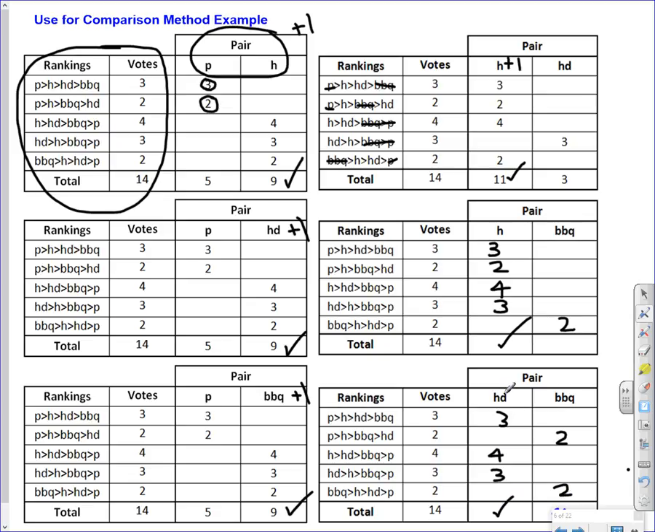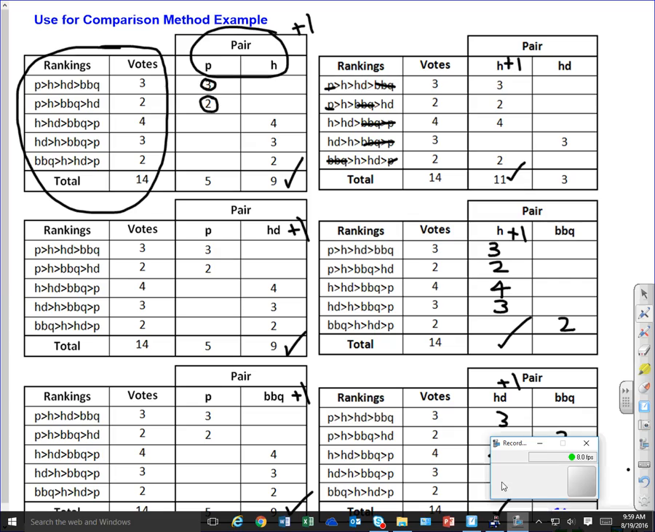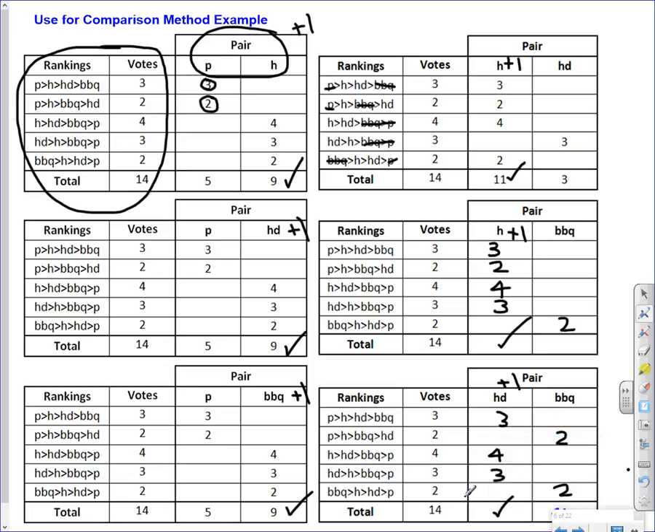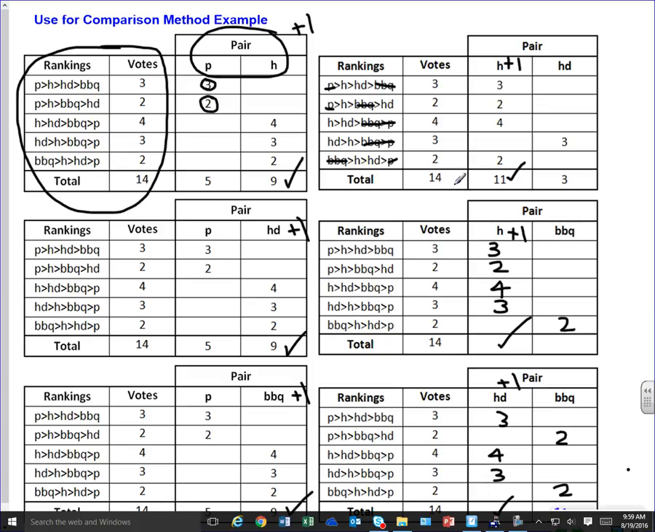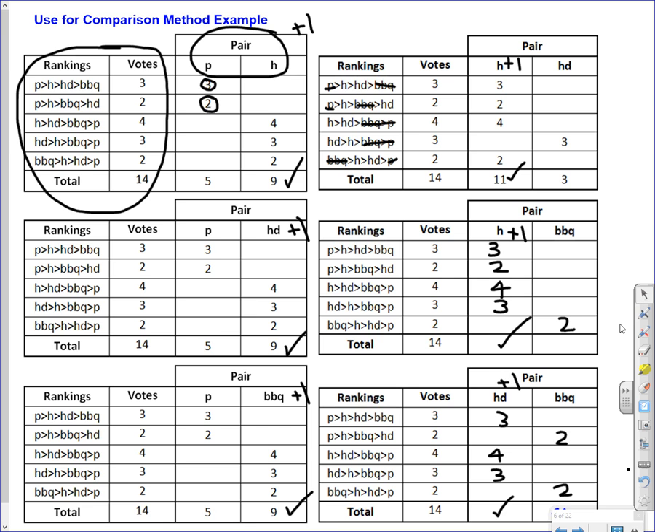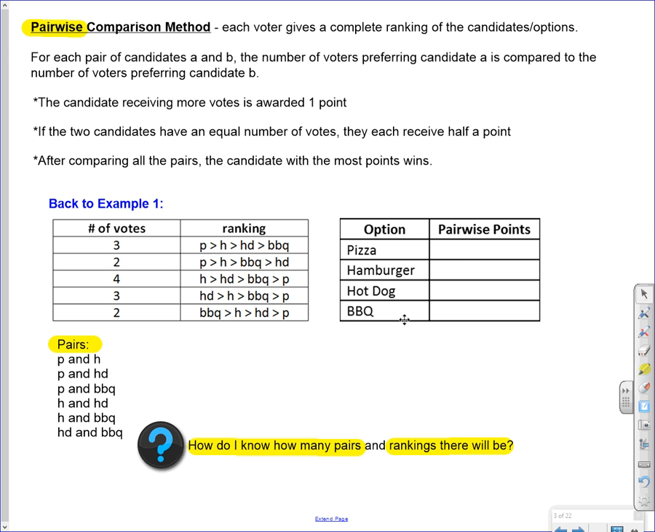So this one won here. So hot dog got 1 point, and here hamburger got 1 point. Okay, so just looking at hamburger, hamburger won 1, 2, 3 pairs, right? Okay, so now that we have done all this, we are going to go back and actually count up all the points, okay? So we see that hamburger got 1, 2, 3 pairs. So going back here, hamburger got 3 pairwise points.